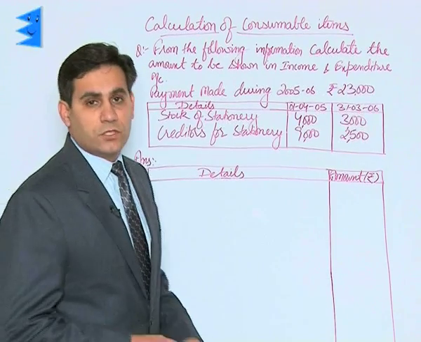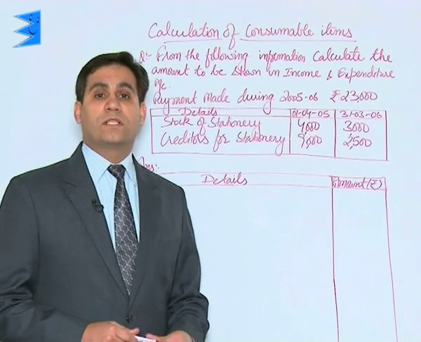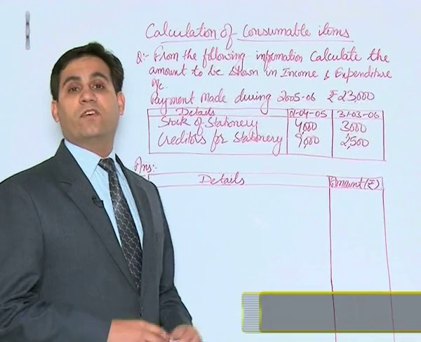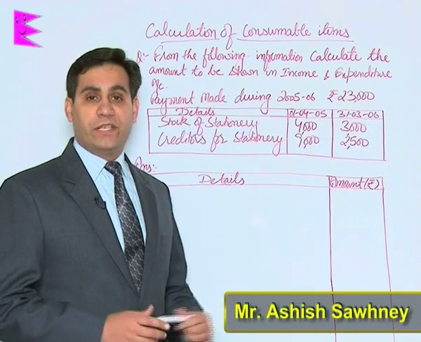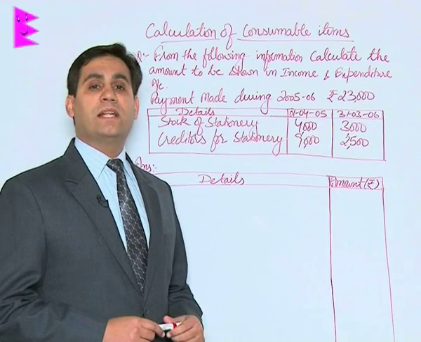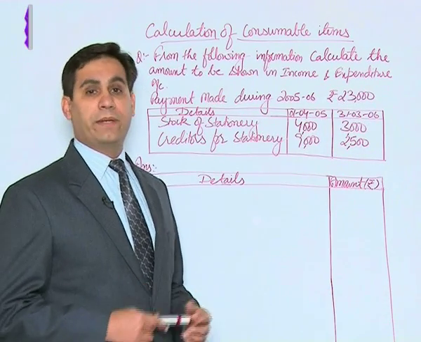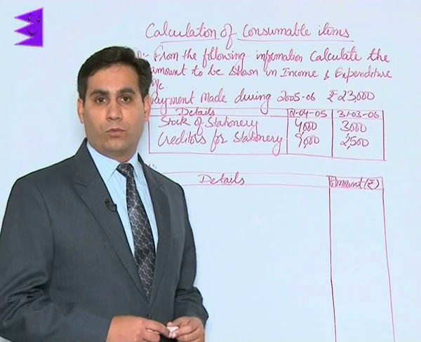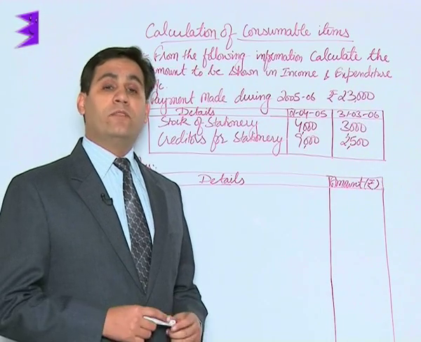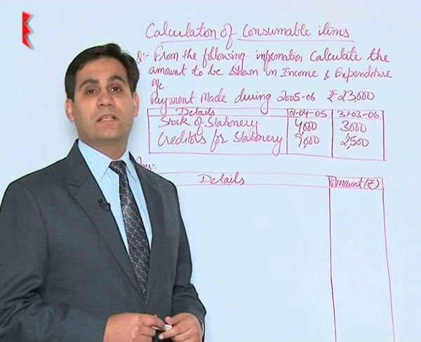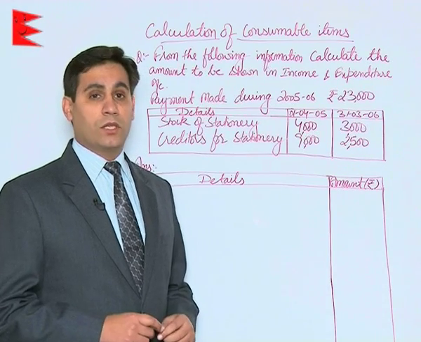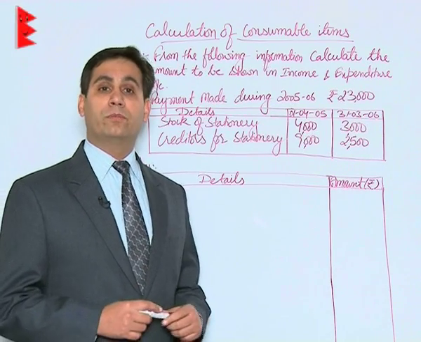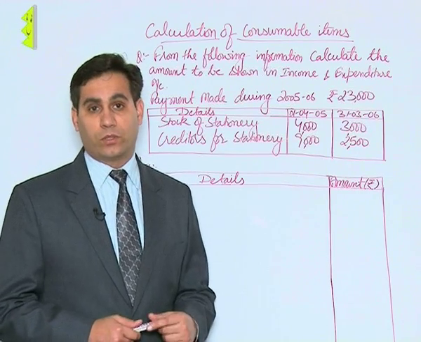Coming to the concept of consumable items. Now students, consumable items are those items which are meant for consumption during the same period, but sometimes it is possible that some stock is left over either in the beginning or at the end or in both the situations. Then you might have certain creditors or advance payments must have been made during the year. So how to calculate the amount that should be charged to your income and expenditure account?